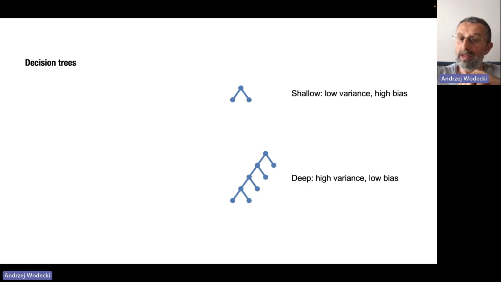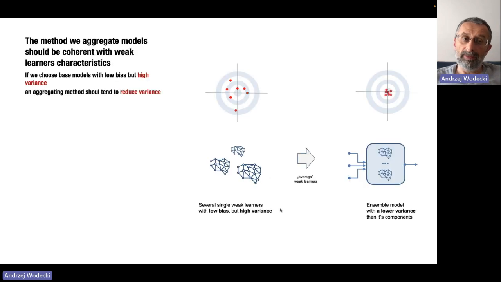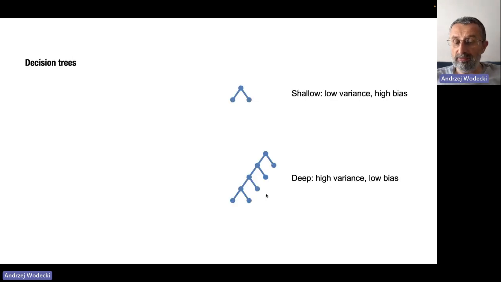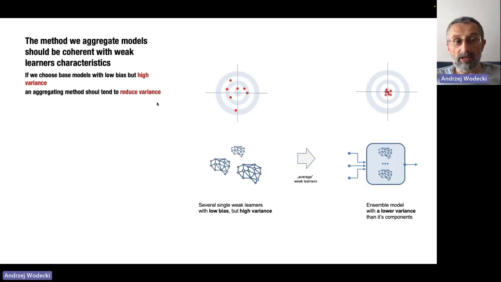If you set it to a low number, you will end up with a primitive model, which has low variance. It's not sophisticated, but it may have high bias. And opposite, if you choose a high value for the depth, you end up with a very sophisticated model. And a sophisticated model means that it has low bias, but high variance. And in the parallel models, we are interested in the second situation, okay? Because as we said, if we choose base models with low bias but high variance, so this is the case of the deep tree, an aggregating method should tend to reduce variance, which is the case for parallel training.